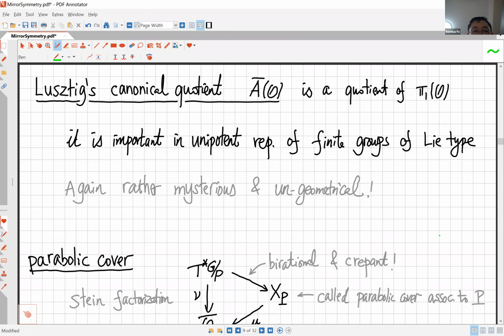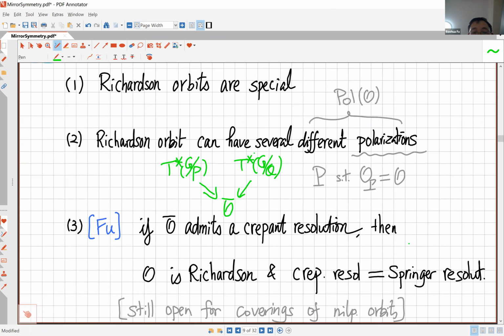And then I showed some time ago, in 2003, that if a nilpotent orbit closure admits a Springer-type crepant resolution, then this orbit must be Richardson, and also the crepant resolution is given by a Springer resolution. But this theorem is still open for covers of nilpotent orbits.